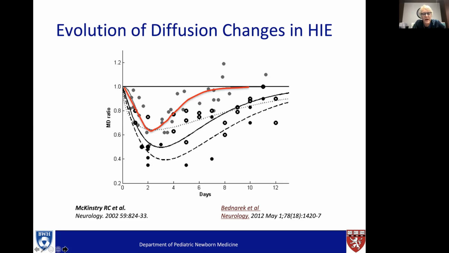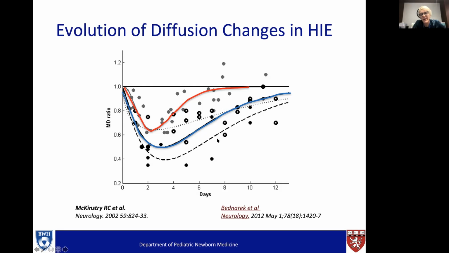Diffusion was not worthwhile. Now, cooling has changed that slightly. And now when we image in the cooling period, the fall is still about the same time, peaking at around 48 hours, but there's a much longer time to pseudo-normalization.